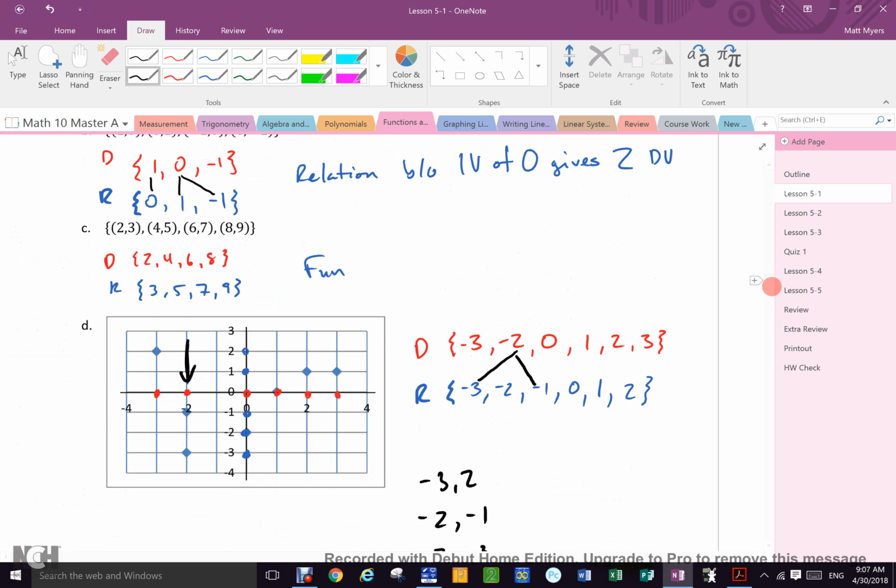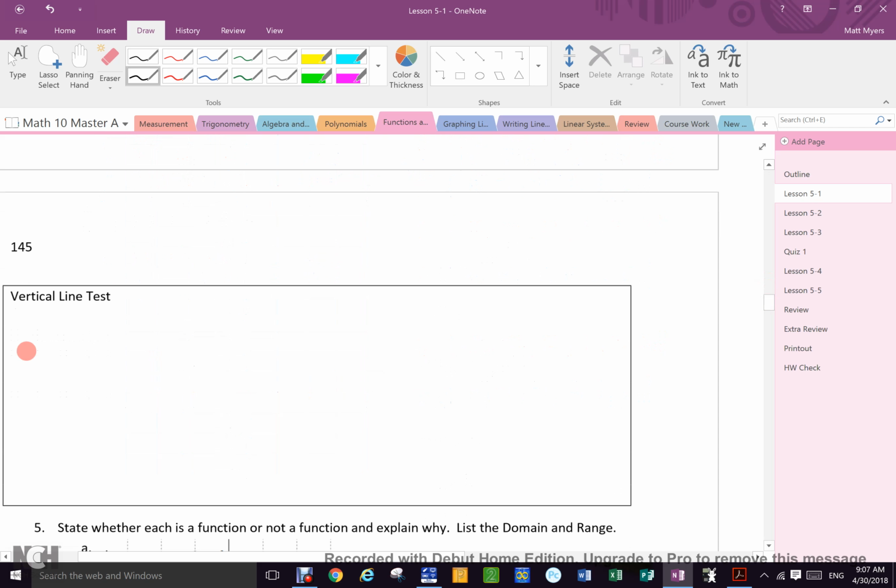Now, what if they were the same input and output? Like, what if there were 2 dots in the same place somehow? Then it's not a function, because for that input, you would get 2 outputs. Now, the vertical line test only works on graphs.